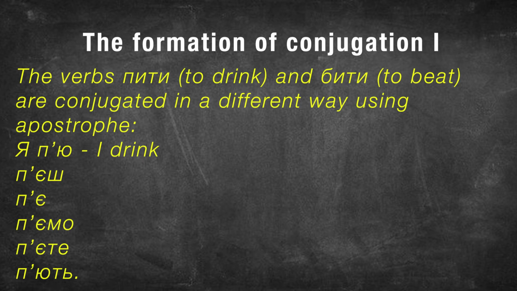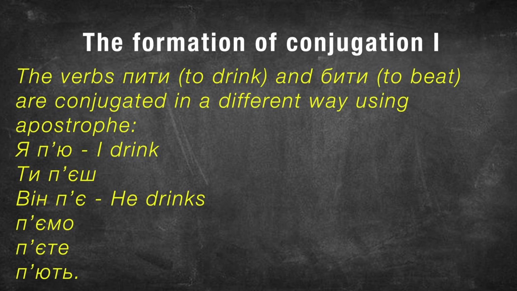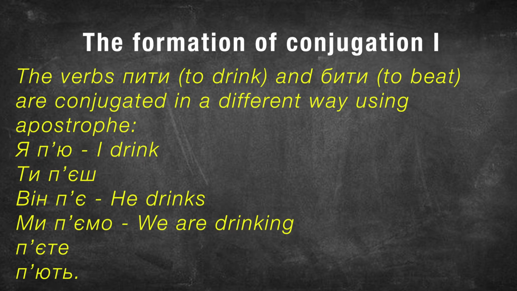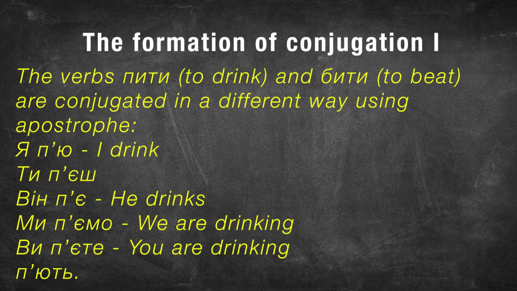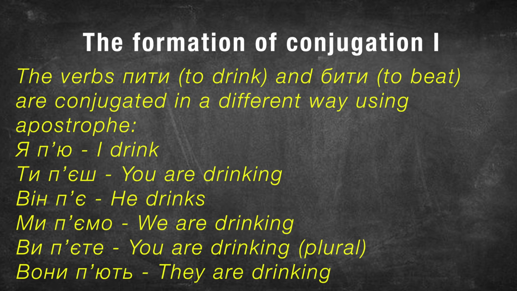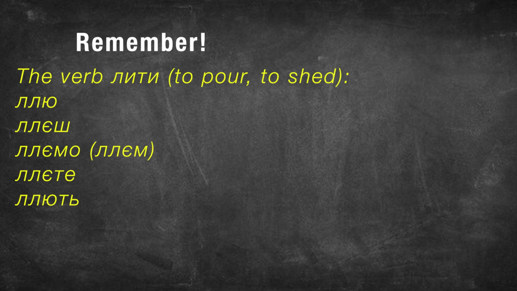Я п'ю, ти п'єш, він п'є, ми п'ємо, ви п'єте, вони п'ють. П'ю, п'єш, п'є, п'ємо, п'єте, п'ють. Look at my lips. Подивіться на мої губи. П'ю, п'єте, п'ють, п'ємо. Try to repeat this. Also the verb лити is conjugated in a different way.